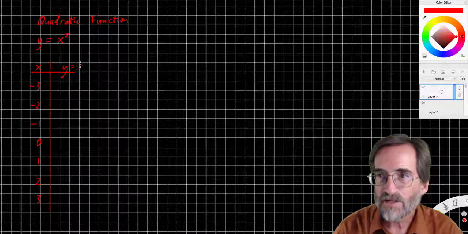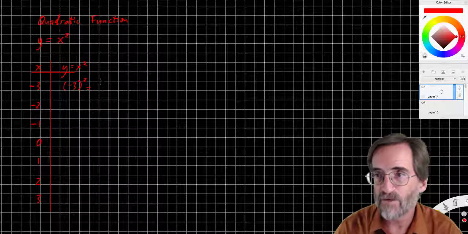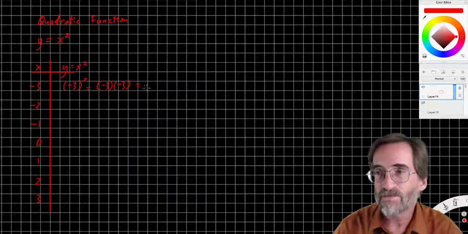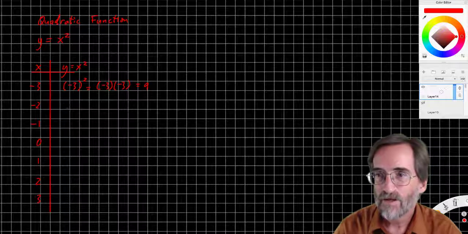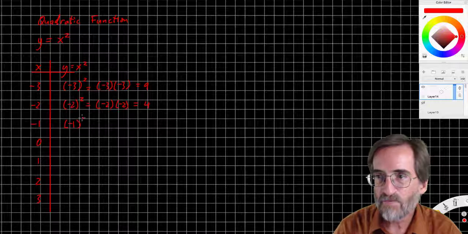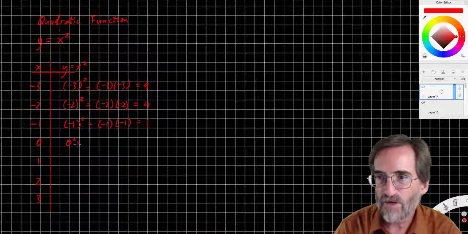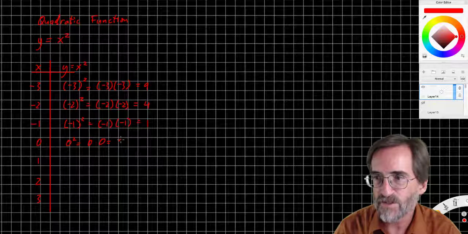So y equals x squared means we take whatever x is and we multiply it by itself. -3 squared means -3 times -3. A negative times a negative is a positive. 3 times 3 is 9. Then -2 squared means -2 times -2, which is positive 4. -1 squared means -1 times -1, which is positive 1. 0 squared means 0 times 0, which is 0.